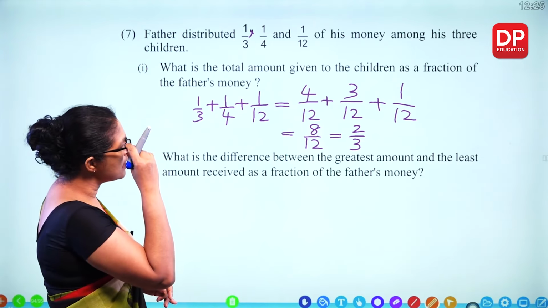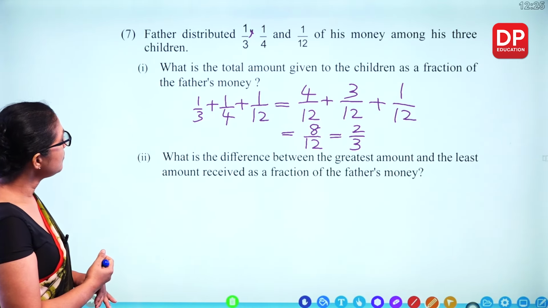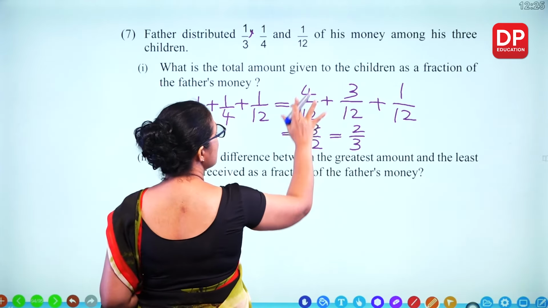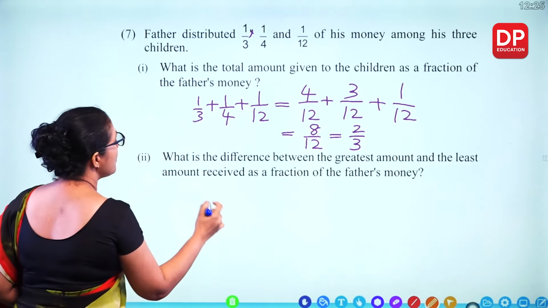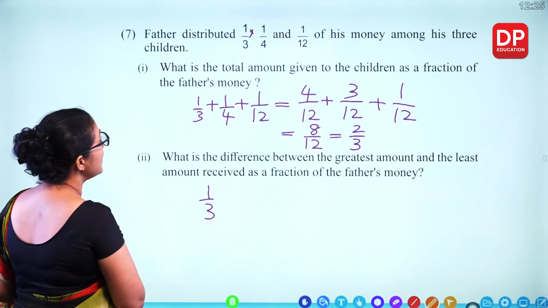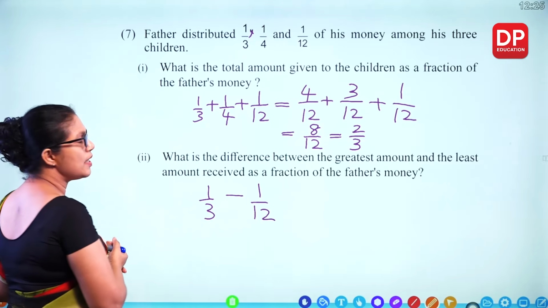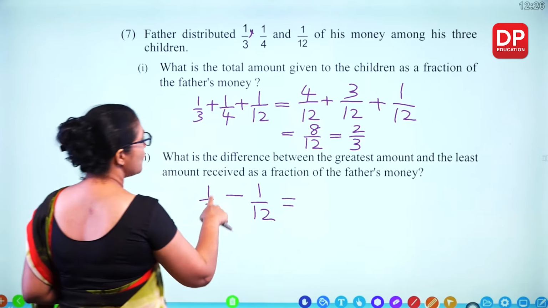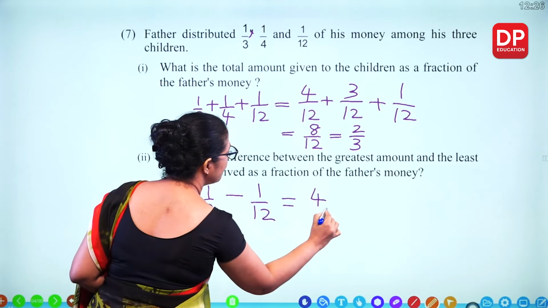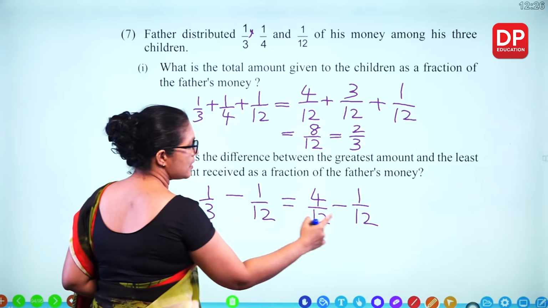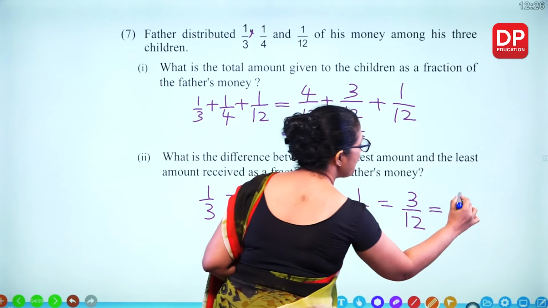What is the difference between the greatest amount and the least amount received as a fraction of the father's money? What's the highest one? Now we can compare with this one. So what's the greatest value? 4 over 12. That means 1/3. What's the least value? That's 1 over 12. So they are asking what's the difference between these two. So I can do the converted one. 1/3 we converted to 4 over 12. 4 over 12 and 1 over 12. You get 4 minus 1, 3. 3 over 12. Divide both the numerator and the denominator by 3. You get 1/4.